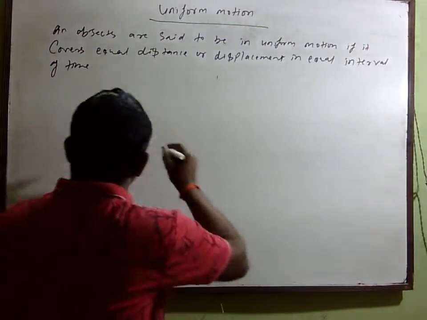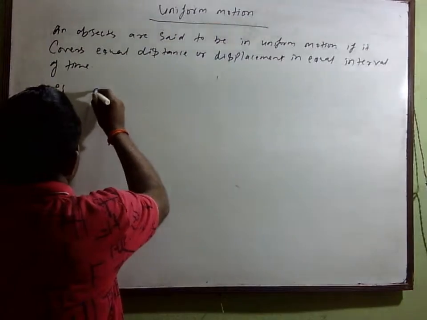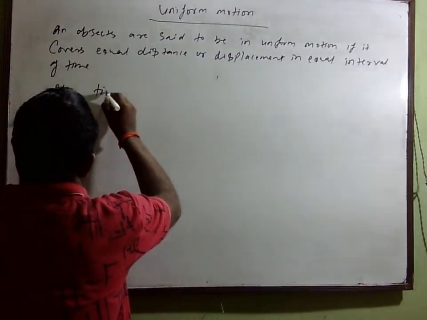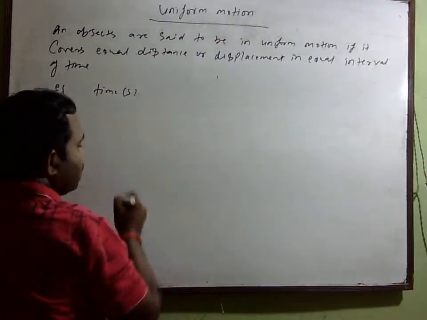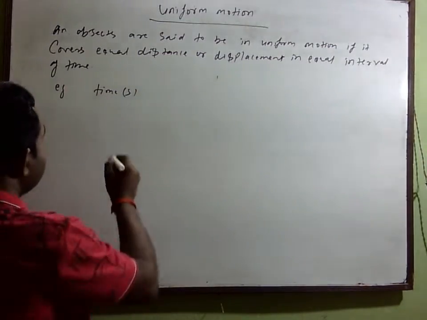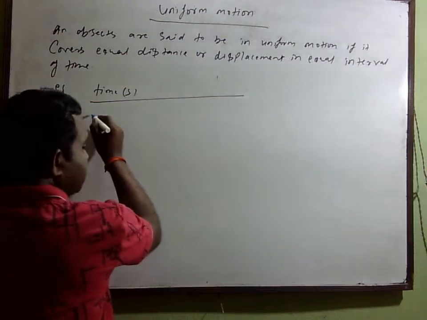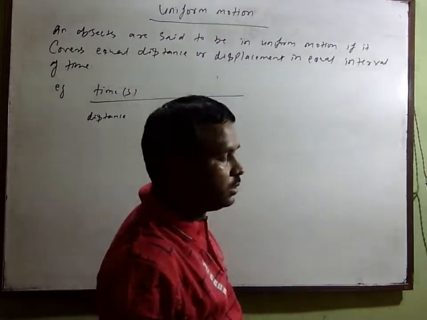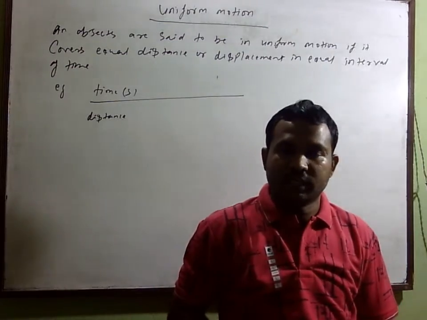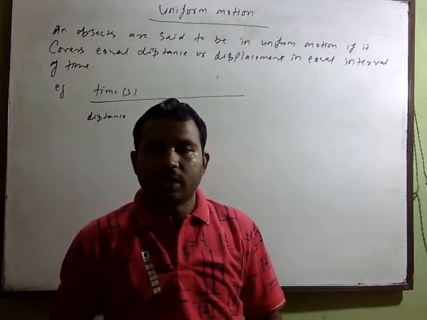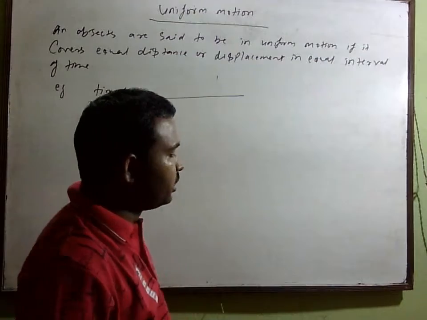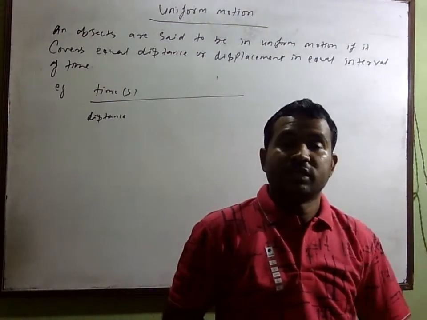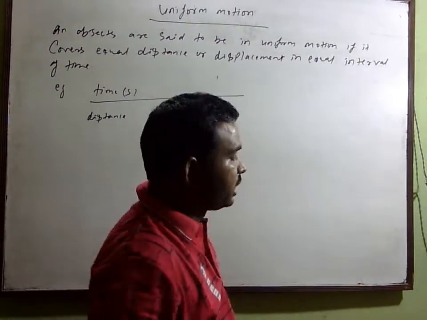Suppose I take one example with distance and time. Time, its unit is seconds, and here I have taken distance. You know the unit of distance. The SI unit is meters, and for bigger units you can take kilometers, no problem. For smaller units, in CGS, you can take centimeters also. But I have taken one example.